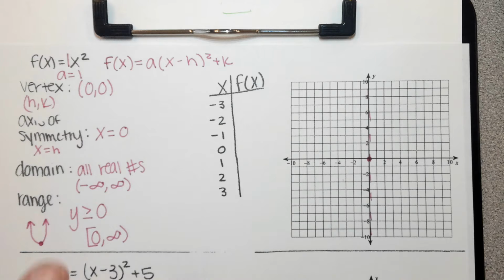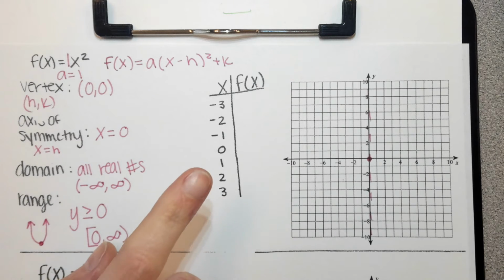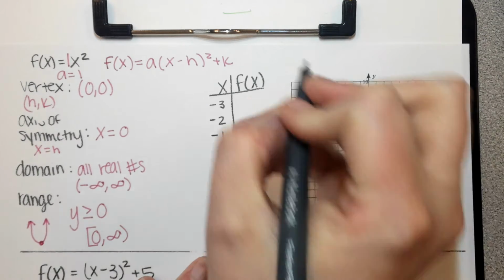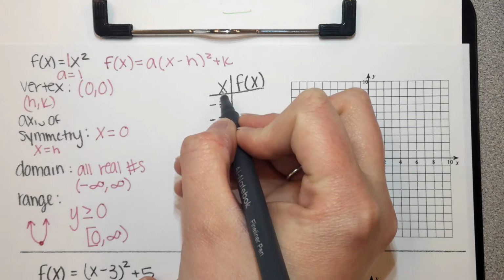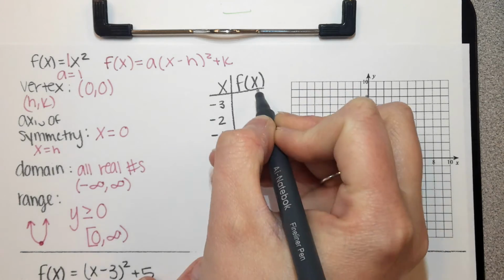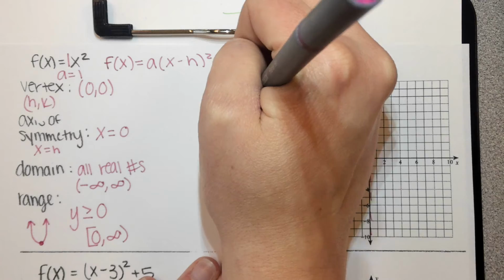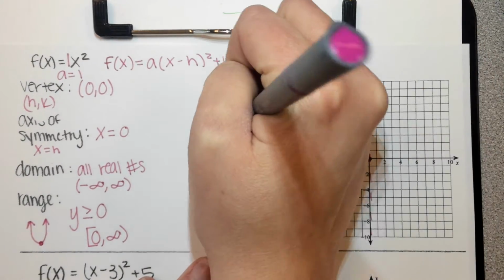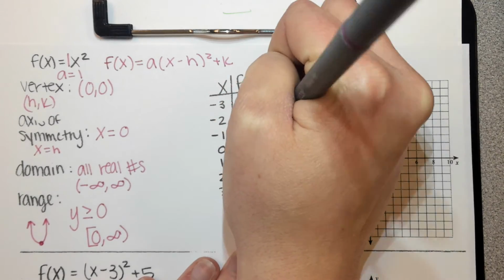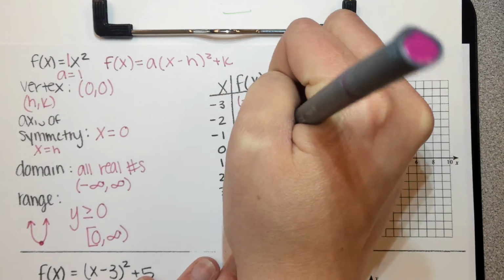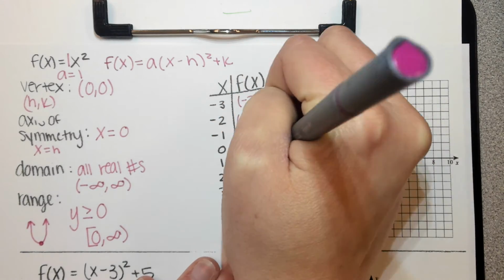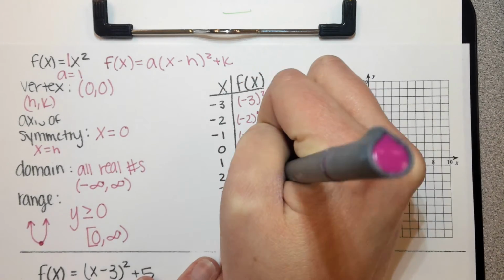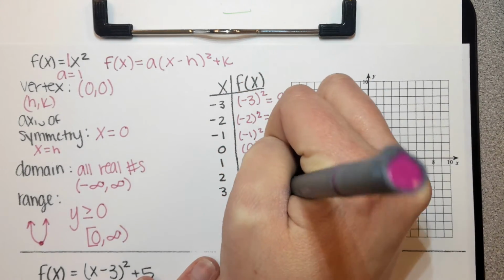Okay? But I'm going to show you how it works if you plug in values in a table. And then I'm going to show you a shortcut, a nice little trick. So if these are our x values and f of x is x squared, we plug each of these values in for x. So negative 3 squared is 9. Negative 2 squared is 4. Negative 1 squared is 1. 0 squared is 0. 1 squared is 1. 2 squared is 4. And 3 squared is 9.